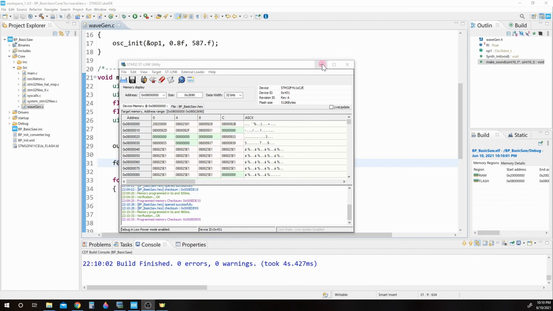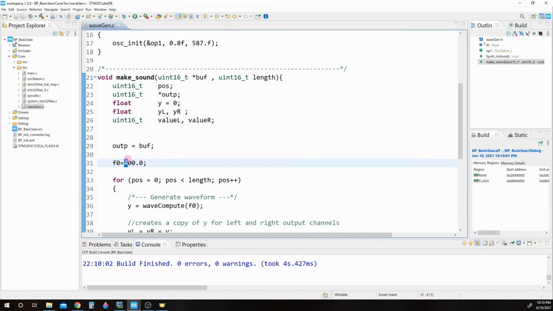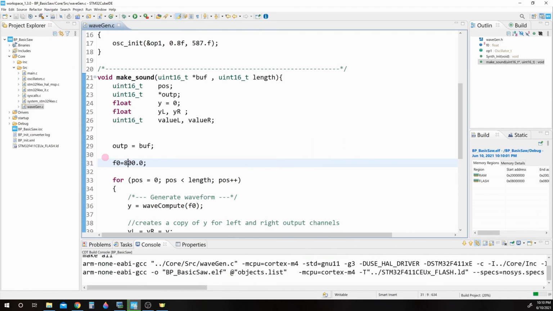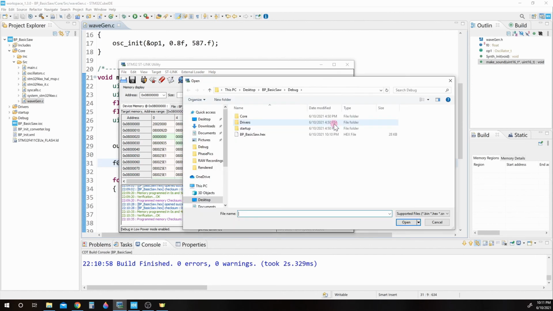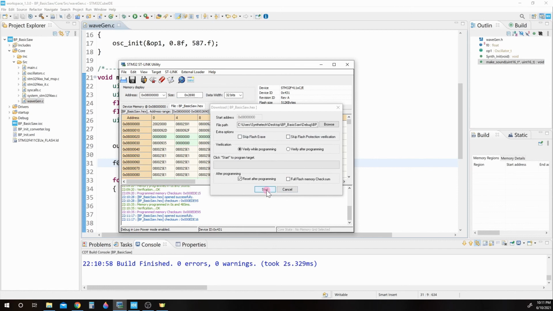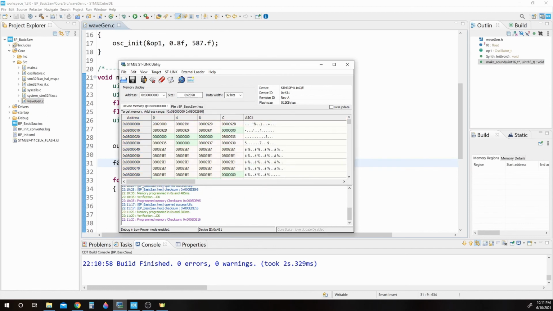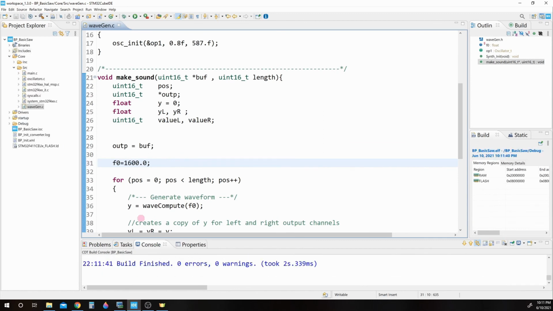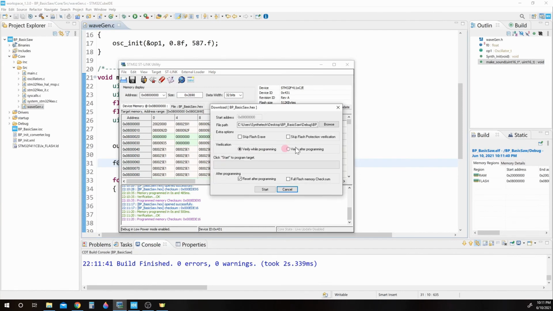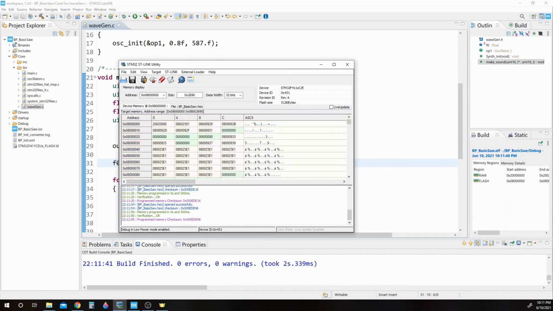So let's double that frequency. Go back over here, change 400 to 800, hit build. Go back to Program Verify, browse for the file again, double click on it, click Start, and now we can hear that it's twice the frequency as it was before. Let's do it one more time. Now let's go to twice that frequency, 1600. Browse for the file again, double click, click Start, and we can hear that's pretty high pitched now. I'm going to go ahead and mute that.